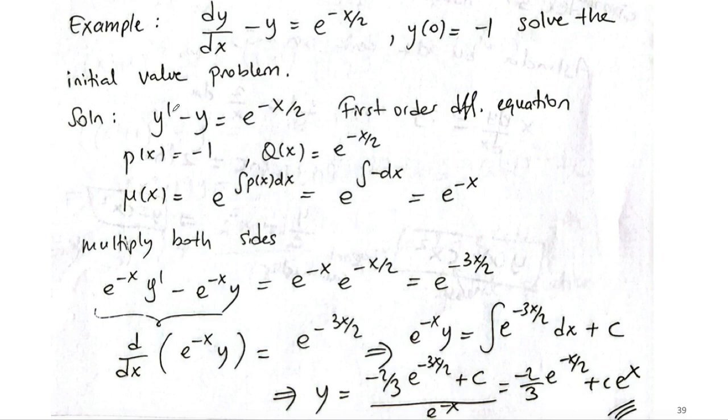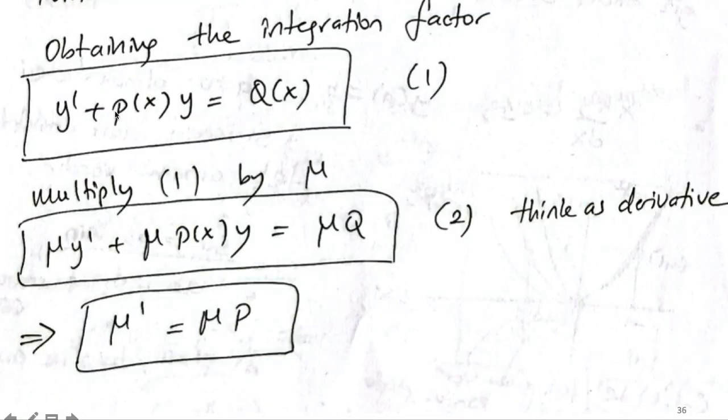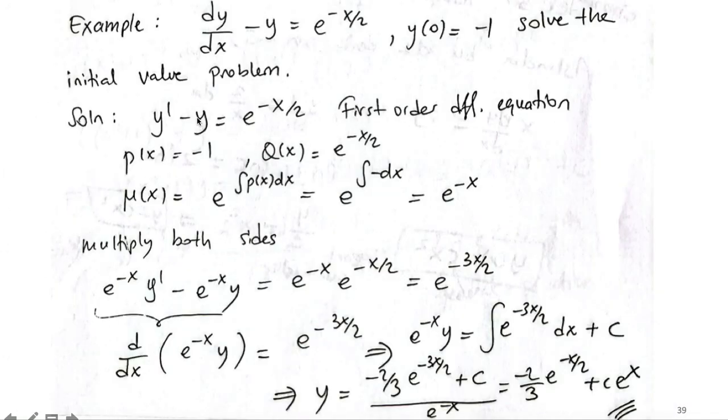Okay, here's an example. dy/dx minus y equals e to the power minus x over 2, with y of 0 as our initial condition. So we want to solve this initial value problem. We have y prime minus y equals e to the power minus x over 2. Let's go back just a second to see that this is y prime plus py equals q. What we have here, y prime minus y equals, the right-hand side is given as q of x in our notation. So this is our q of x. Our p of x is just minus 1, the coefficient in front of this term.